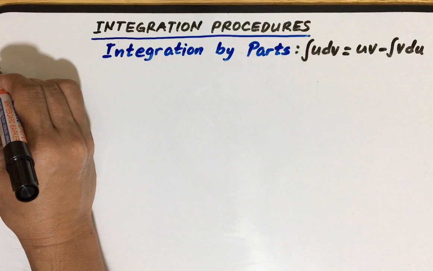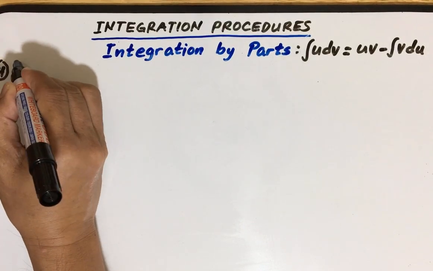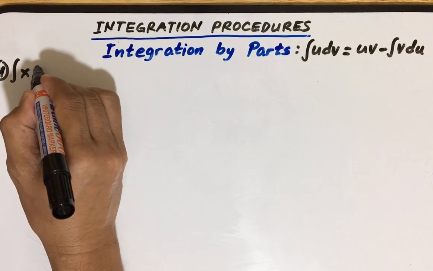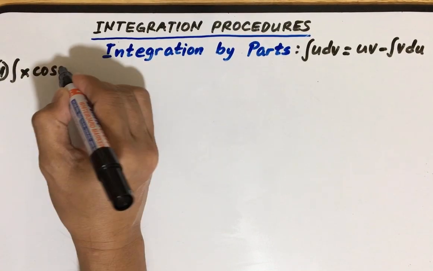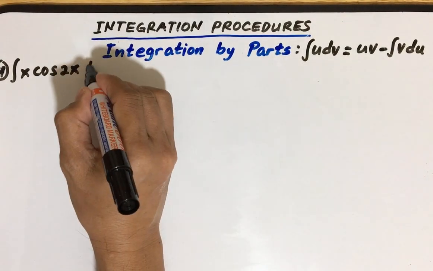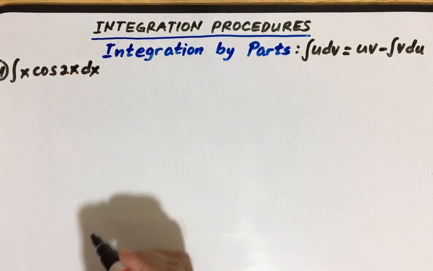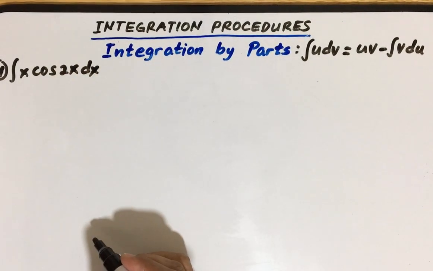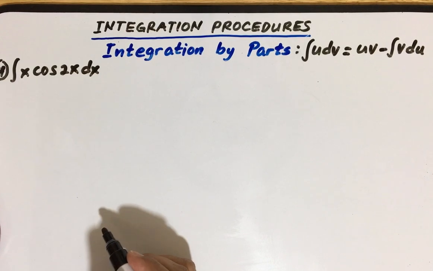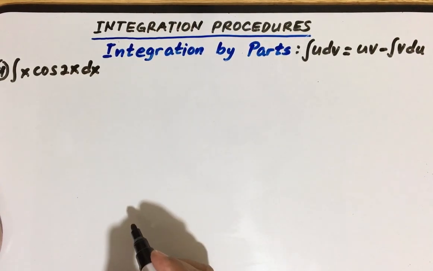So we're given the integral of x cosine 2x times dx. So there are 2 approaches, class, in solving this problem. Today I'm going to show you the 2 ways of solving this problem. Of course, part of it is integration by parts.